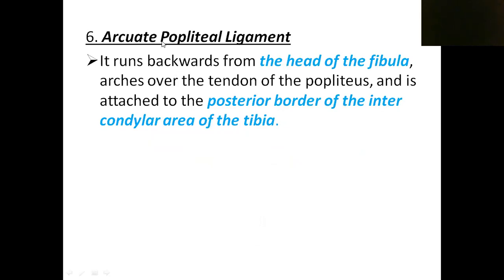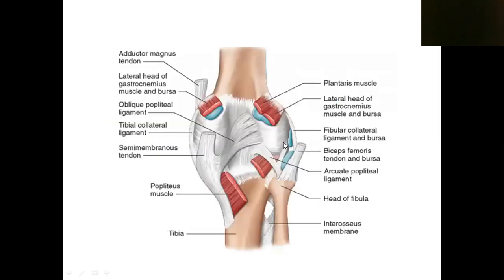Now the arcuate popliteal ligament. It is arch shaped, that's why it's known as the arcuate popliteal ligament. It runs backwards from the head of the fibula and arches over the tendon of the popliteus, and it is attached to the posterior border of the intercondylar area of the tibia. We'll see that. See, this is the head of the fibula. Here we can see one arch-shaped ligament. It runs upward and backward.